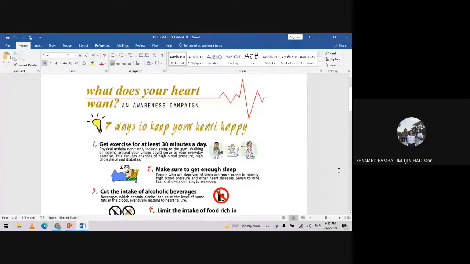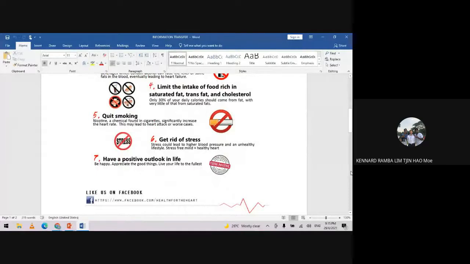2. Make sure to get enough sleep. People who are deprived of sleep are more prone to obesity, high blood pressure, and other diseases. 7 to 9 hours of sleep each day is necessary. 3. Cut the intake of alcoholic beverages. Beverages which contain alcohol can raise the level of some fats in the food in the blood, eventually leading to heart failure. Number 4. Limit the intake of food rich in saturated fat, trans fat, and cholesterol. Only 30% of your daily calories should come from fat, with very little of that from saturated fats. 5. Quit smoking. Nicotine, a chemical found in cigarettes, significantly increases the heart rate. This may lead to heart attack or worse cases.